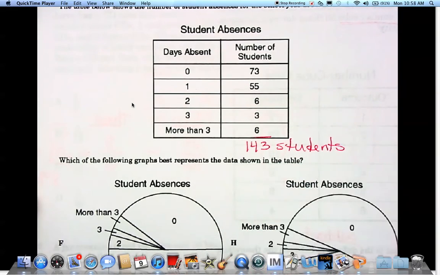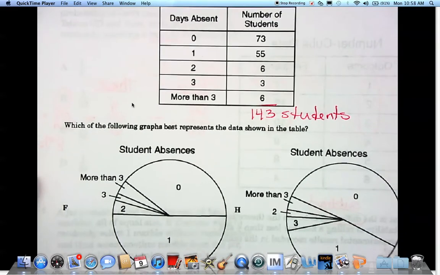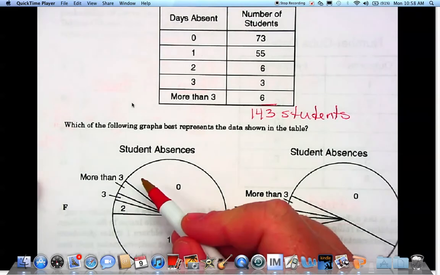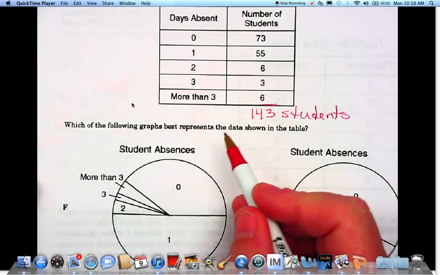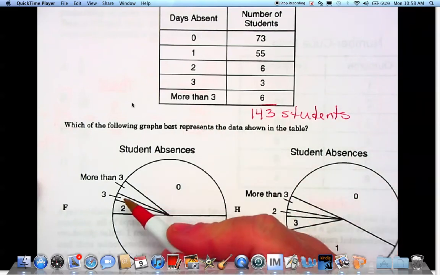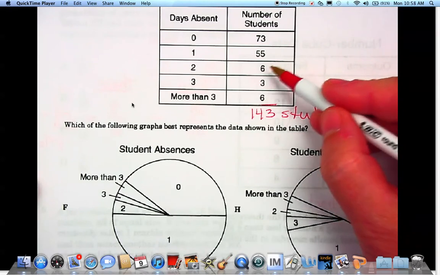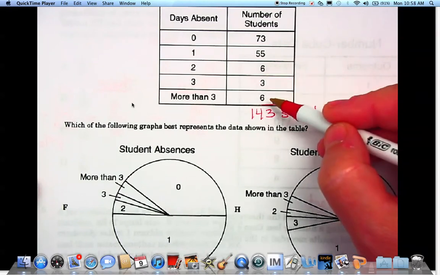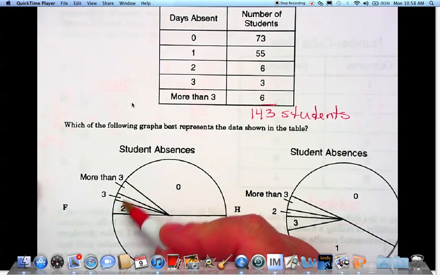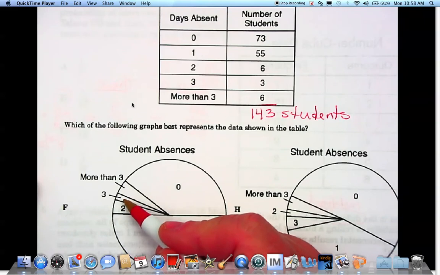You have to do it. Well, it's going to help you with F, because we got to see, well, maybe not. We may not have to. It says, which of the following graphs best represents the data shown in the table? What do you know about 3 and more than 3? Well, what do you know about 2 and more than 3? They're the same size. So are they the same size here? Yeah, they pretty much are. And 3 is smaller, about half the size, right?